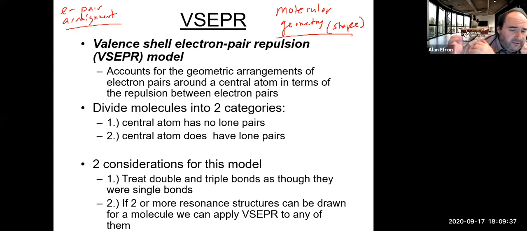And what's really going to determine whether there are the same name or different names is what's happening around the central atom. And they're really divided into two compounds or categories.